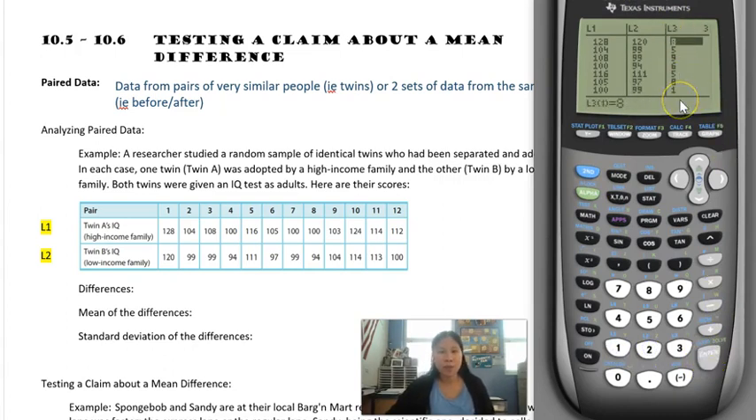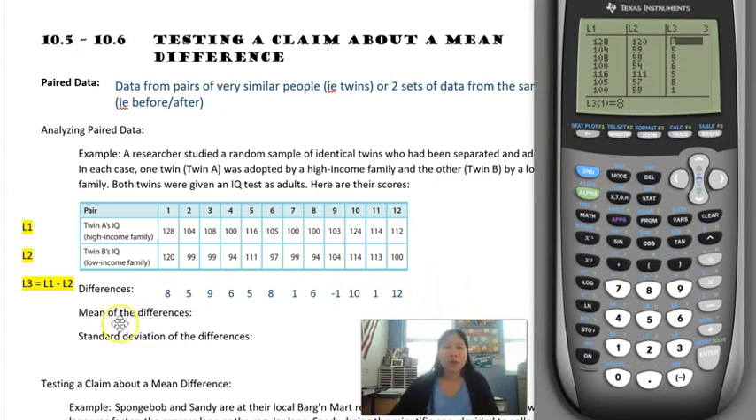So these are the numbers we actually want to look at. These are the differences. So when I'm testing a claim about a mean difference, really, I'm not using any of this data here. I'm going to use my set of data that are just the differences. So we really only focus on L3. So now I have all my differences. In order to analyze this, we want to calculate the mean and the standard deviation of the differences.